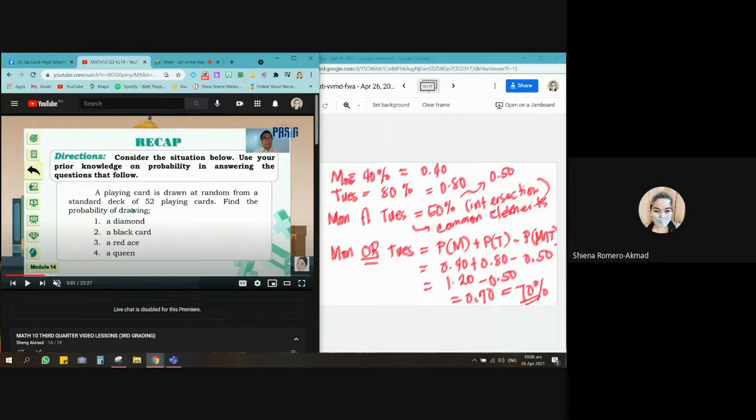So let us have first the recap. Find the probability that a diamond will get a diamond. Ano ba yung probability na makuha natin ay diamond? Thirteen over 52. Or simply, ano yung 13 over 52? Simply, simplify nyo. 1/4, ma'am. 1/4, correct.